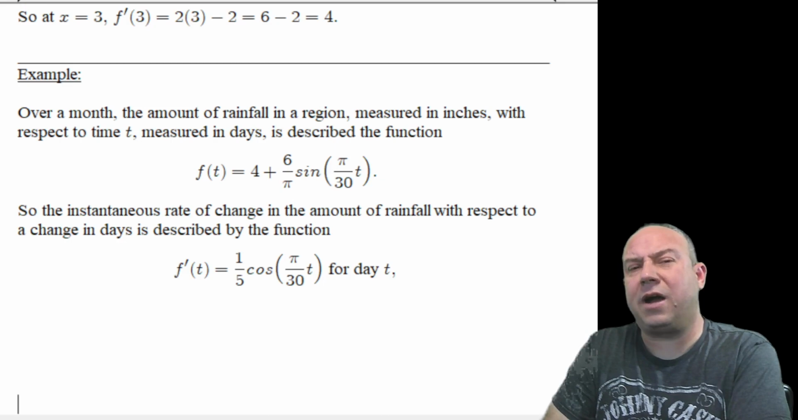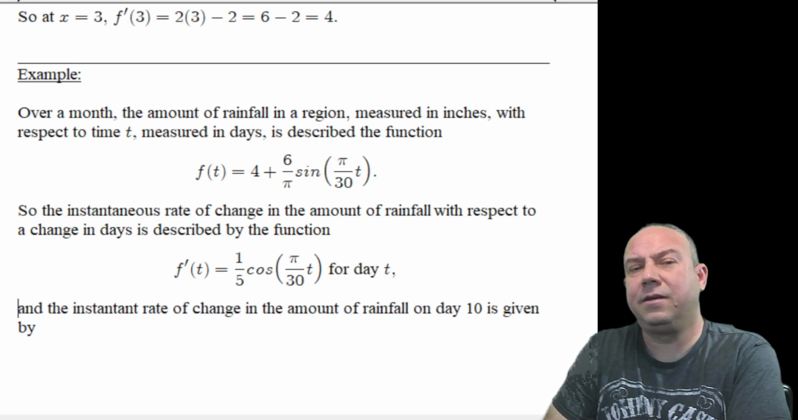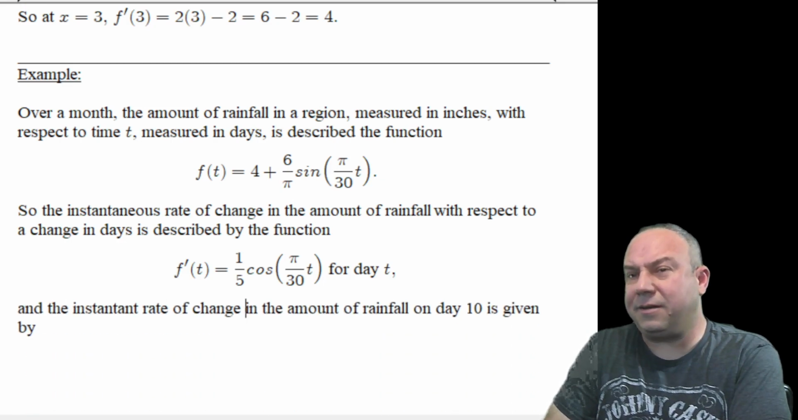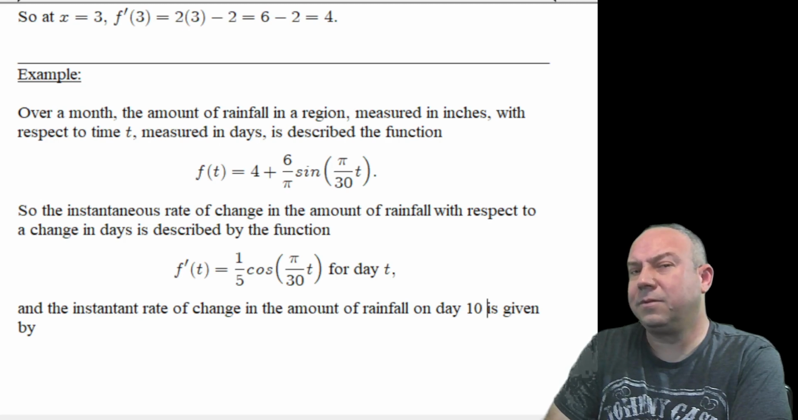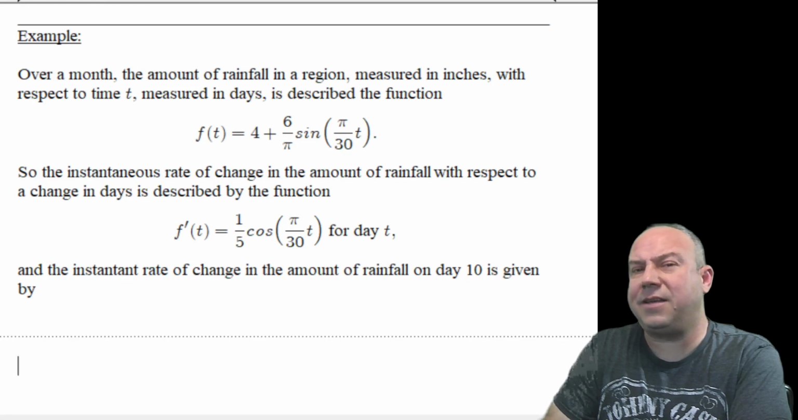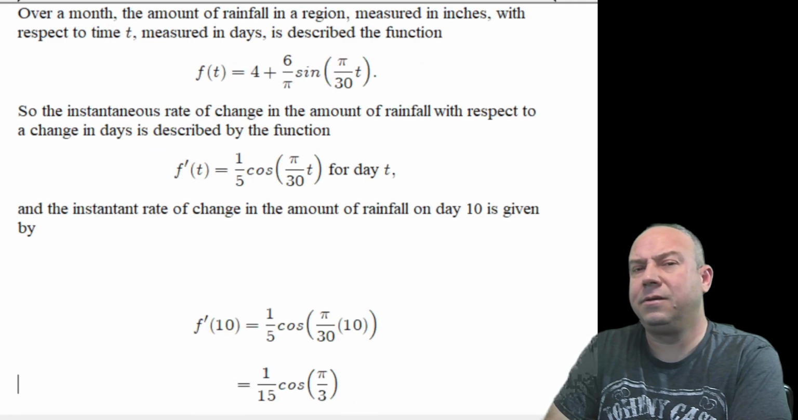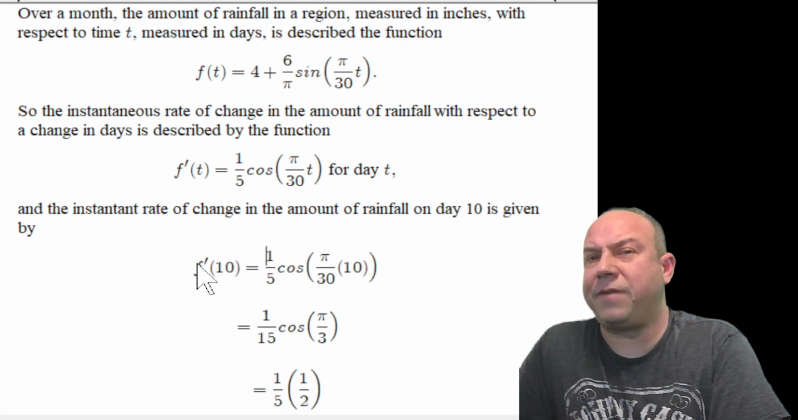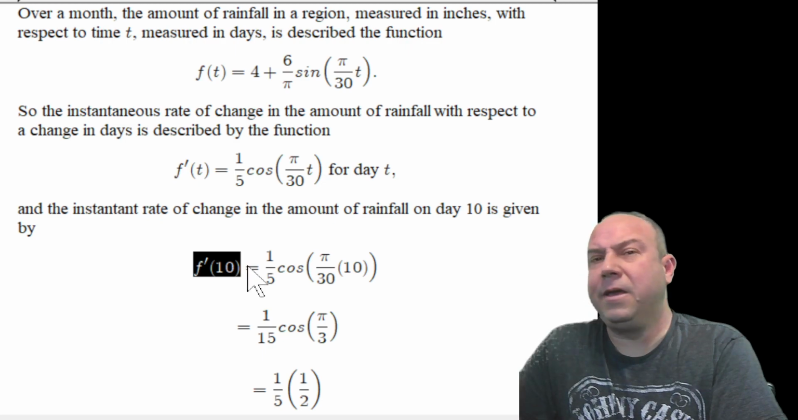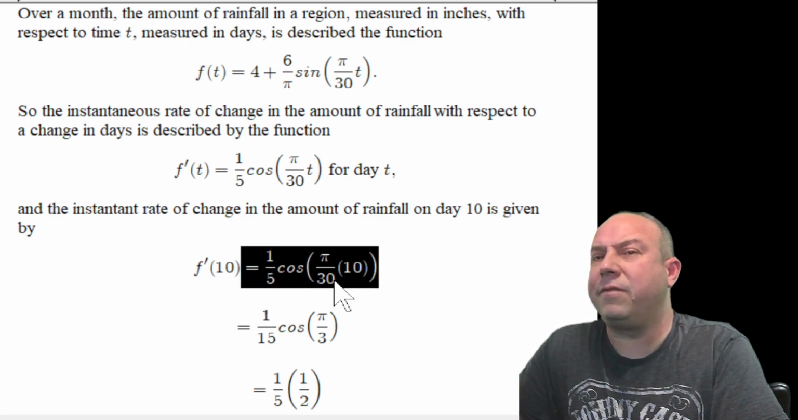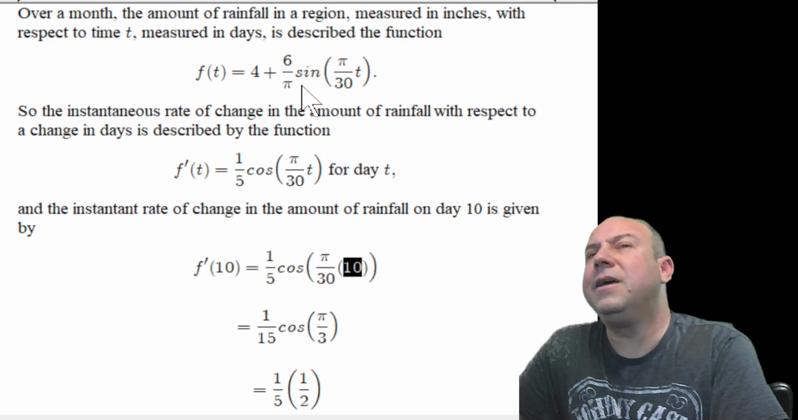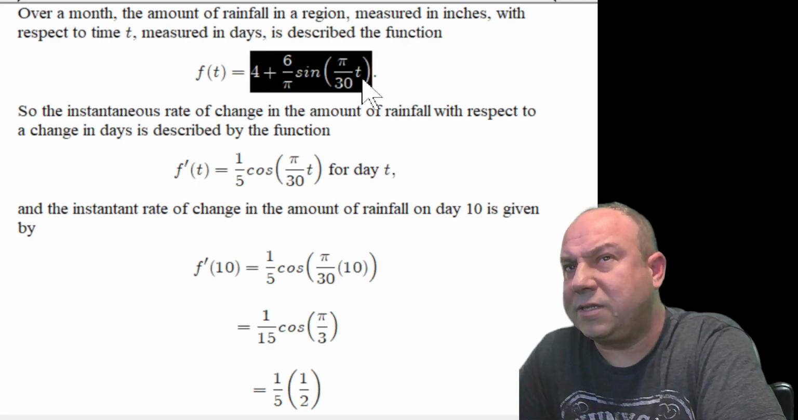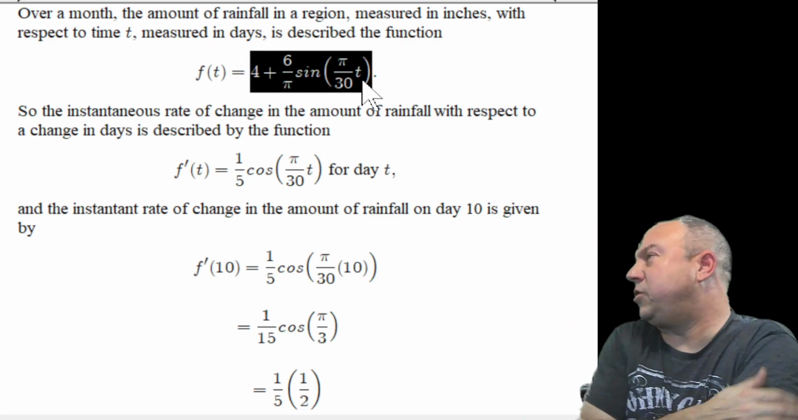And thus, if we're on day 10, the instantaneous rate of change in the amount of rainfall on day 10 would just involve substituting in 10 into our instantaneous rate of change function and finding f prime at 10. It would be 1/5 the cosine of pi over 30 times 10. Again, notice the derivative here was calculated from this function.